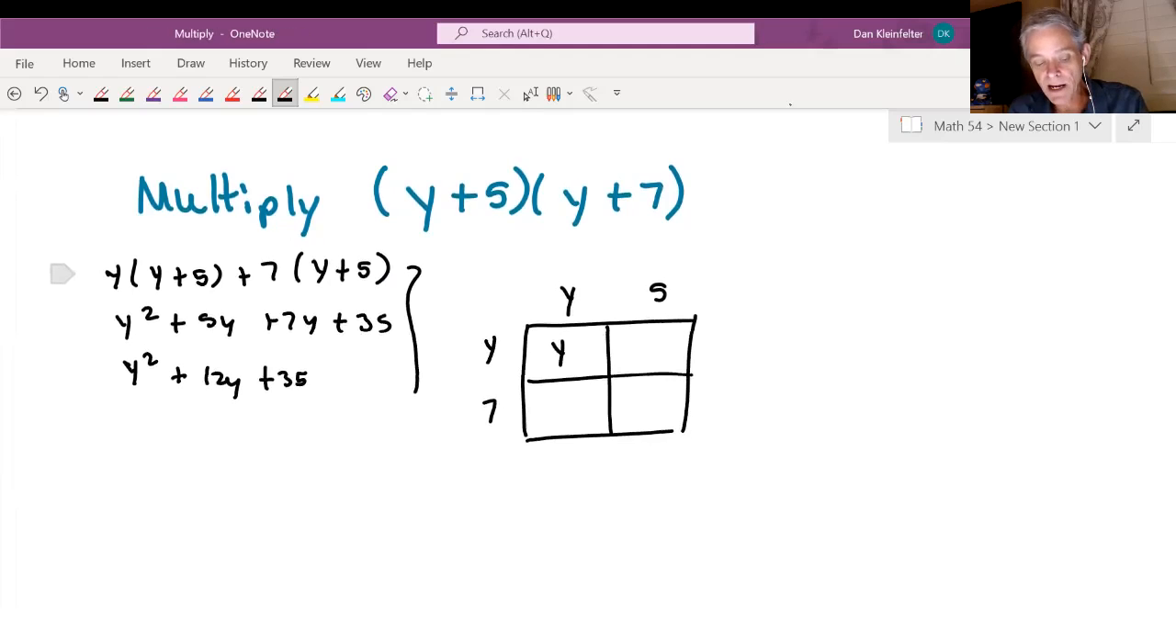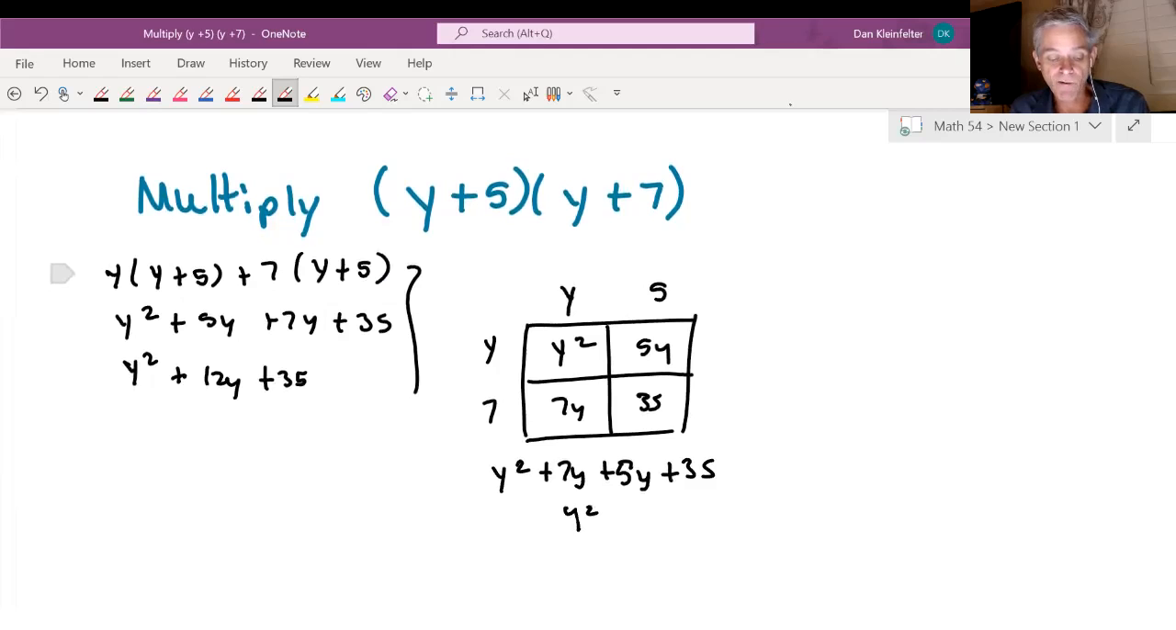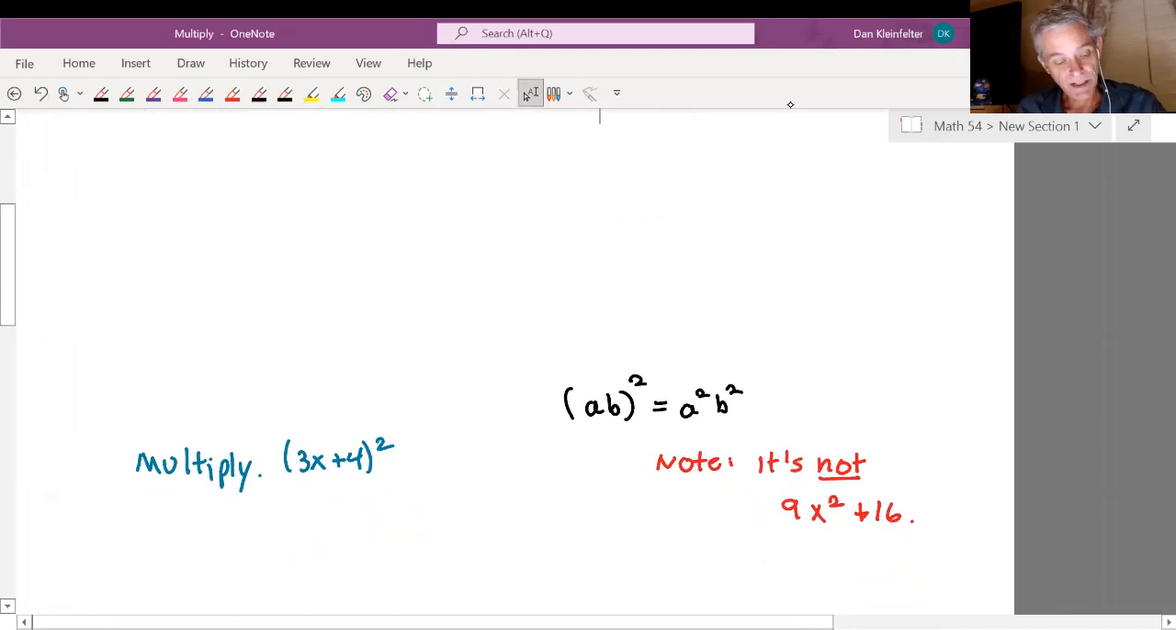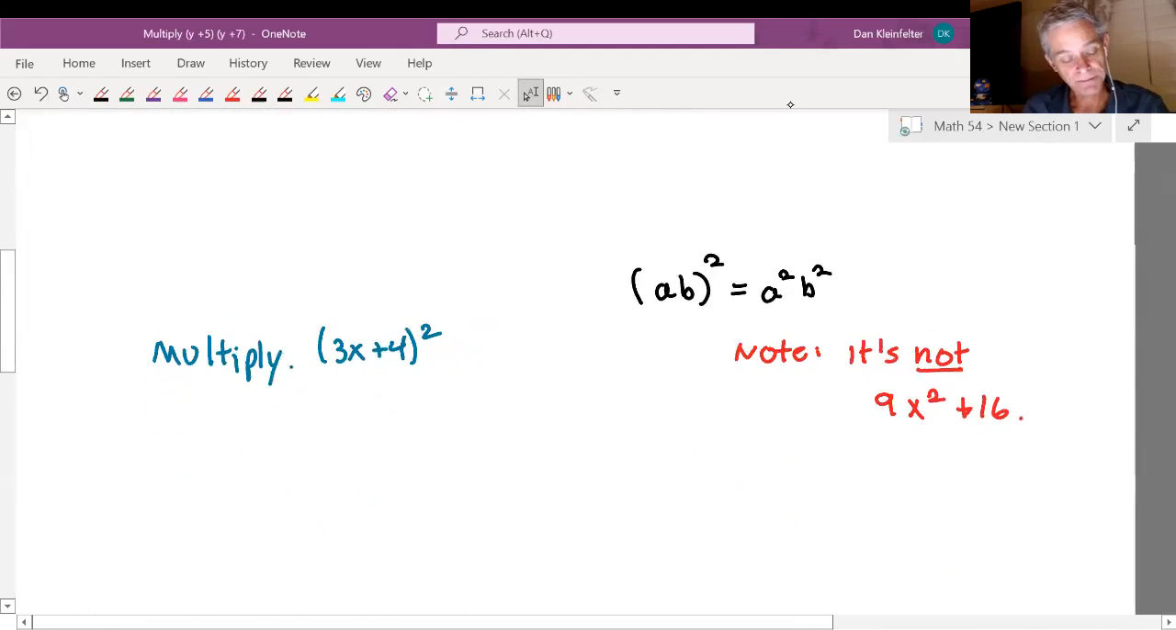And again, multiply the row and column labels together. And then once again, to finish, you simply add up all the entries in the table. So once again, you'll have y squared, 12y, 35. Okay, so here's one more.